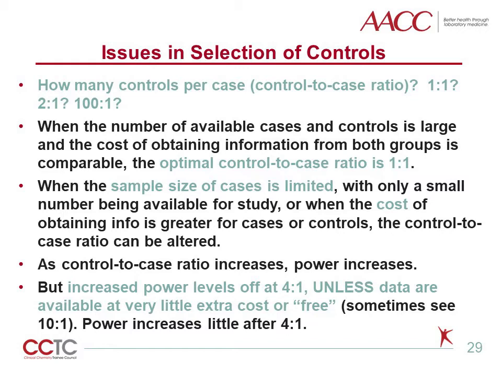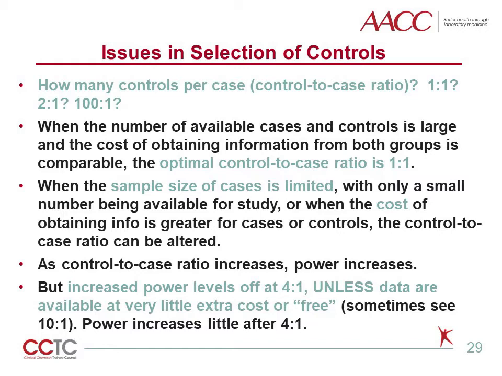And how many controls per case? What's your control to case ratio? 1 to 1, 2 to 1, 100 controls per case? What do you pick? Well, when the number of available cases and controls is large, and the cost of getting information from a case and a control is comparable, then the optimal control to case ratio is 1 to 1. The exceptions are the following.